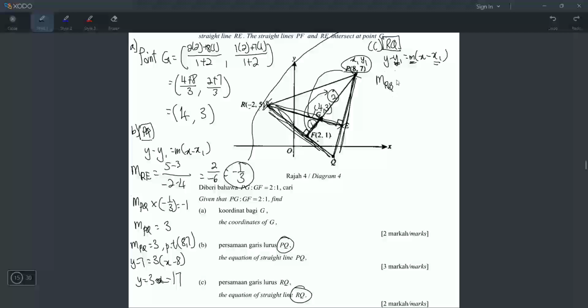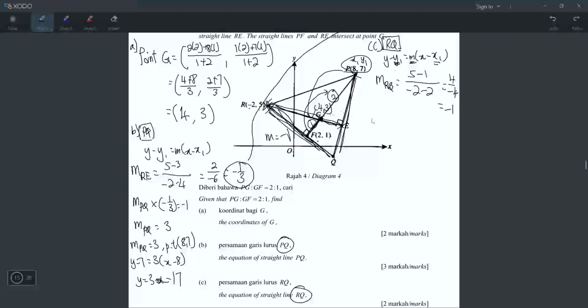So can I find the gradient? Yeah, very easy, because if you look carefully at the RQ, do you have any 2 points on this line? Yes, R and F, right? So you can find the gradient of RQ. What you do is just take y minus y, 5 minus 1, bahagi dengan negative 2 minus 2. And you will get 4 over negative 4, which is negative 1, right? So the gradient of this line is negative 1. Remember, even though it's the RQ line, you can also use RF to find the gradient because they are collinear, they are segaris, right? So what you do now is you just ganti into the formula lah.